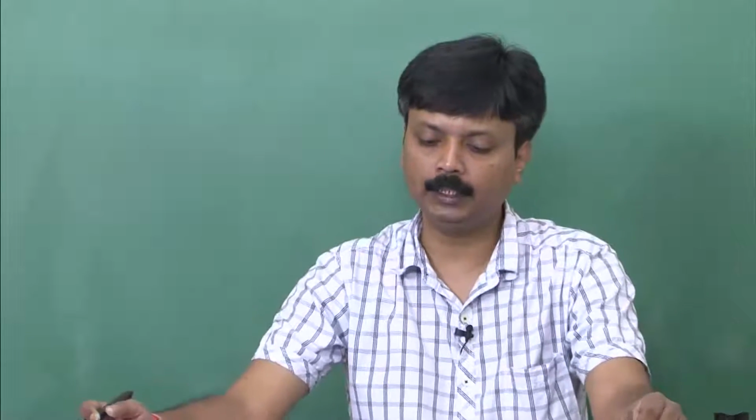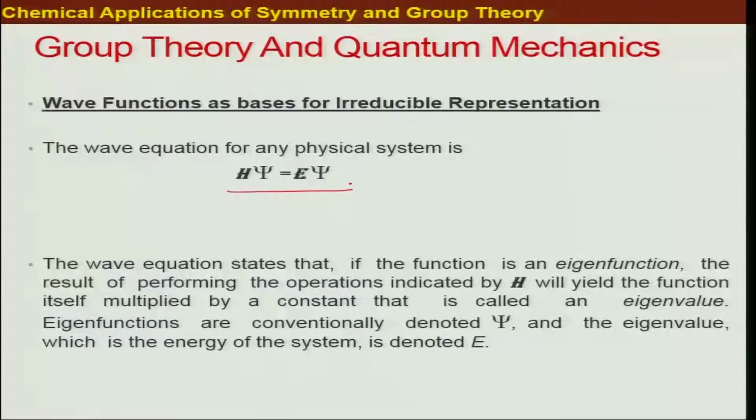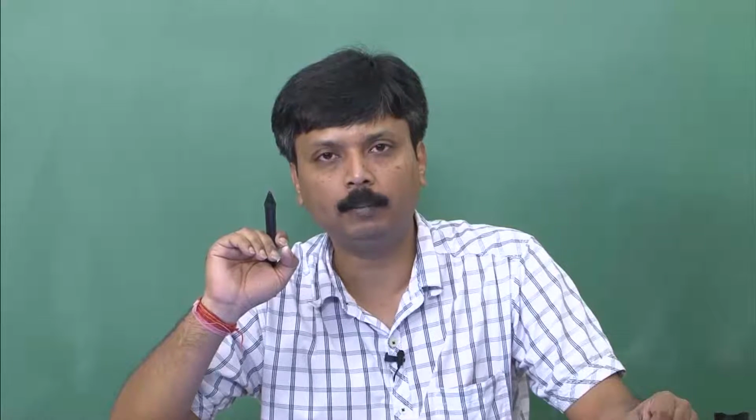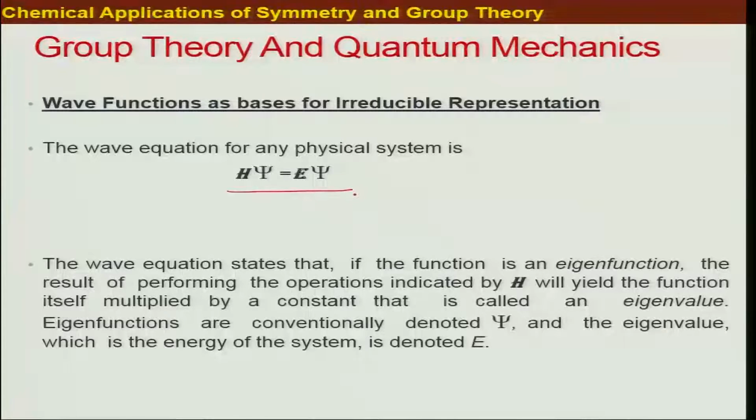So, this wave equation says that the function is an eigenfunction, and the result of performing the operations, which is Hamiltonian here, will produce the function itself, and which will be multiplied by a constant, which is also known as an eigenvalue. So, whoever of you have gone through the basic quantum mechanics, you know this eigenfunction and eigenvalue equation, and here exactly by this Schrodinger equation we are finding that psi is an eigenfunction of this Hamiltonian operator for the system, and E is the energy eigenvalue. And normally this is how it is represented. Okay.